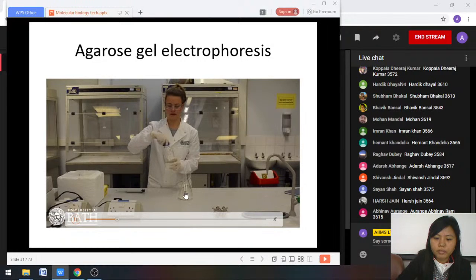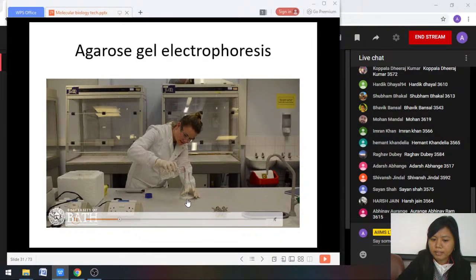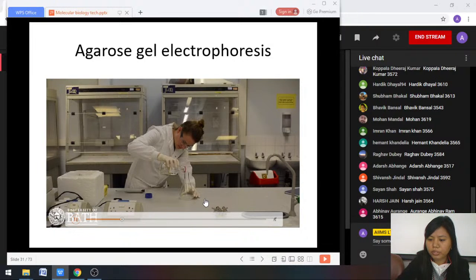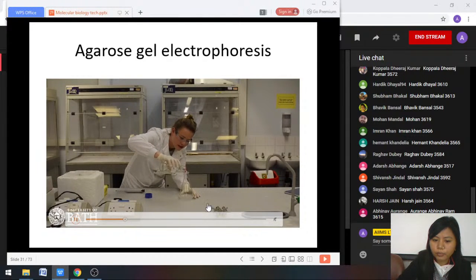So you can see in this small flask, we have measured the amount of agarose that we need to add, and we add the buffer to it. Because this agarose is present in powdered form, to prepare the gel, we first need to melt this agarose and make a liquid formulation.